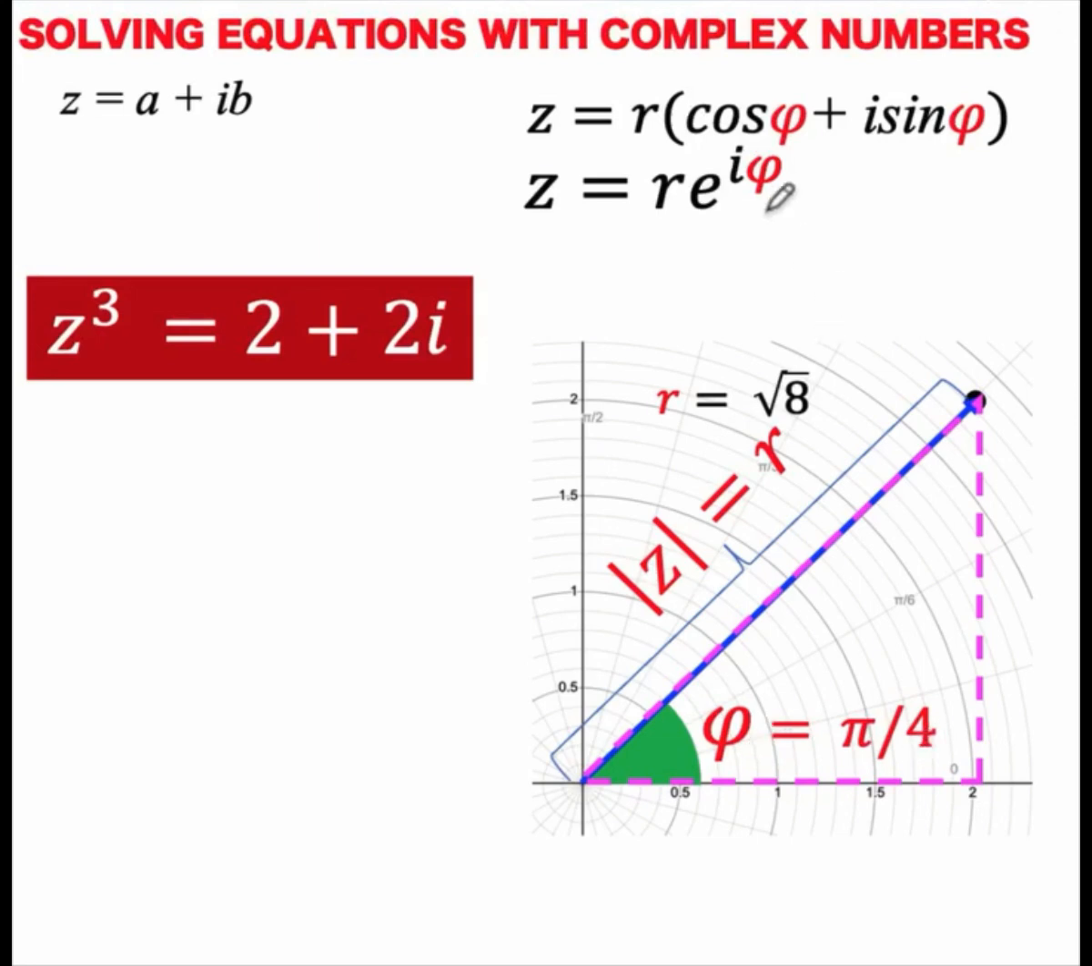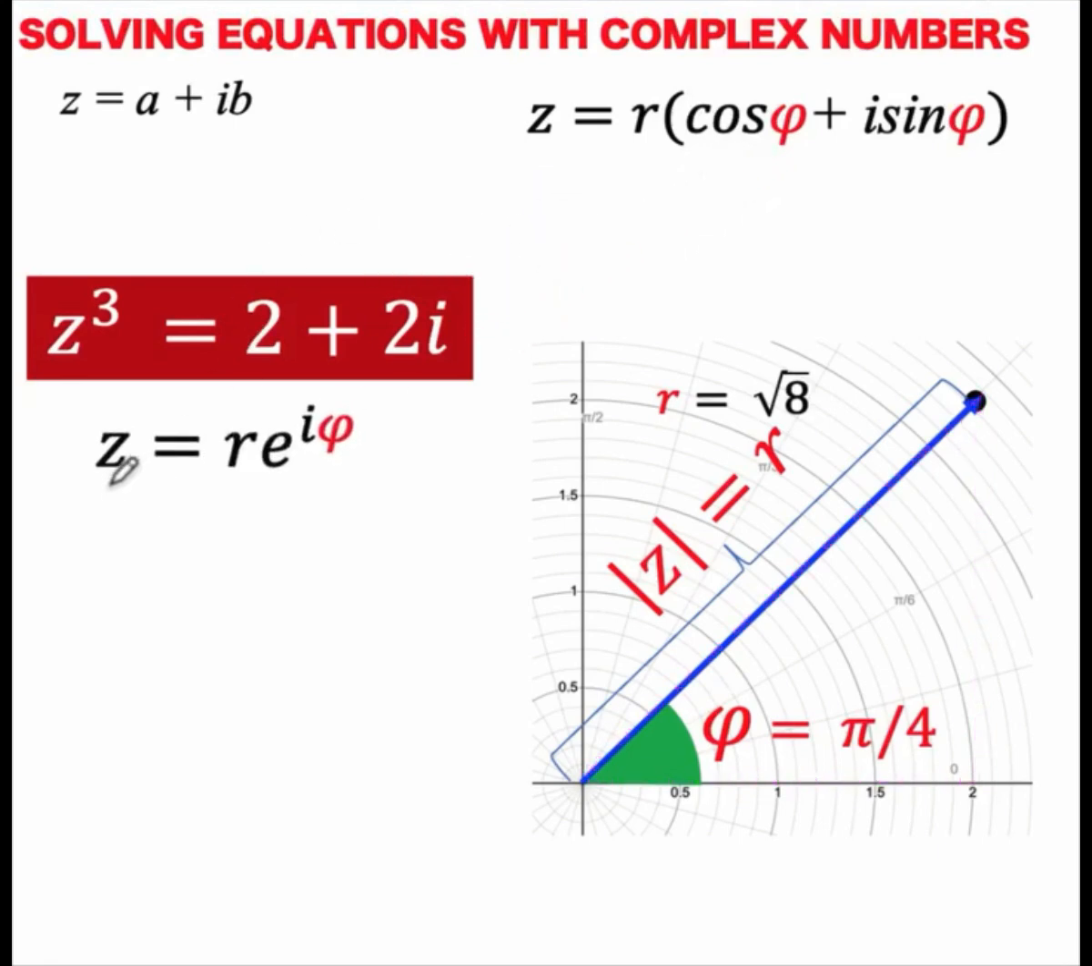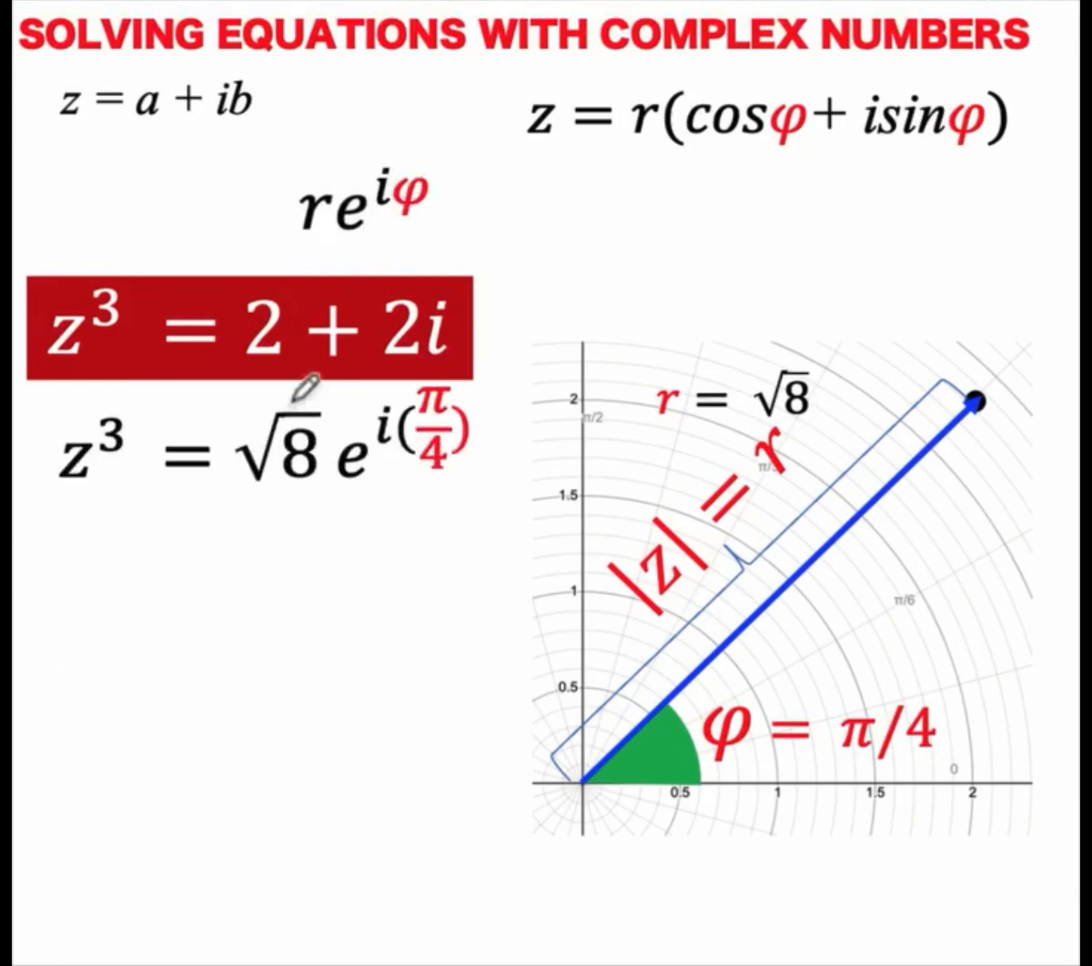So we now know the angle and we now know the radius, so we can now represent our complex number z as r e raised to i phi, where r is equal to the square root of 8, which is this radius, copy the e, copy the i, and the angle phi is this pi over 4. This is the exponential form of the complex number z.